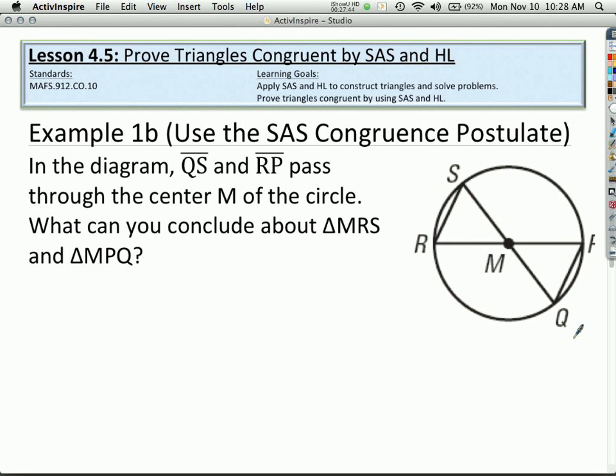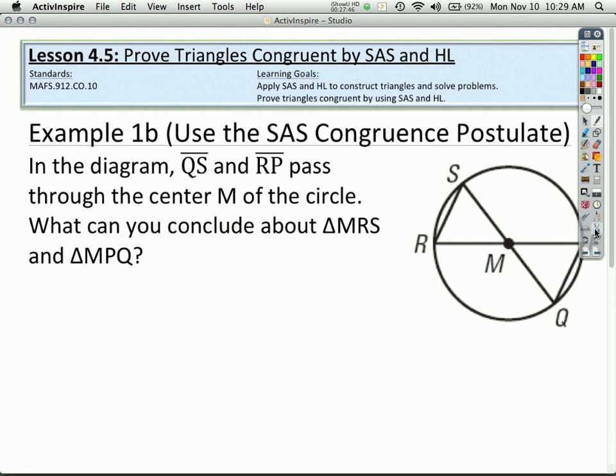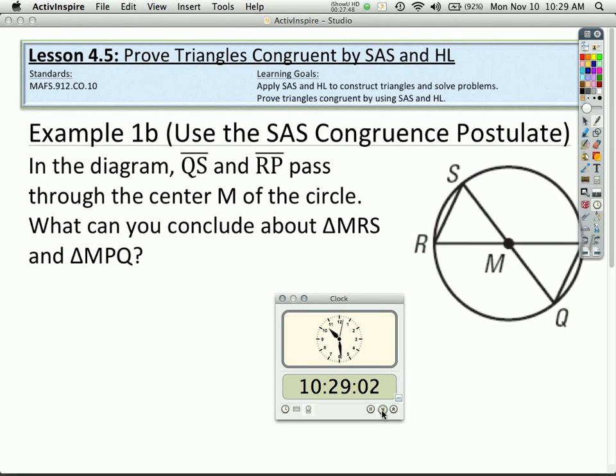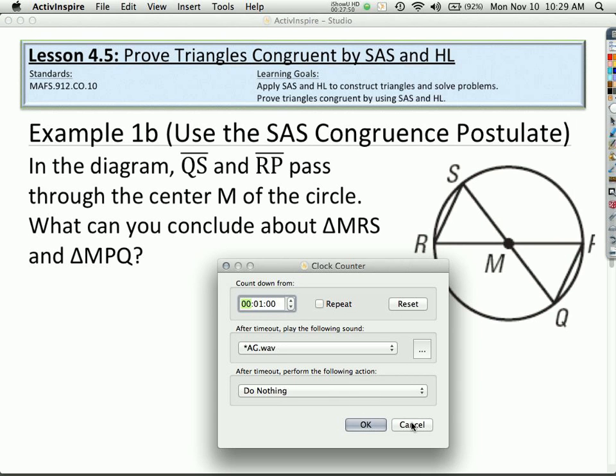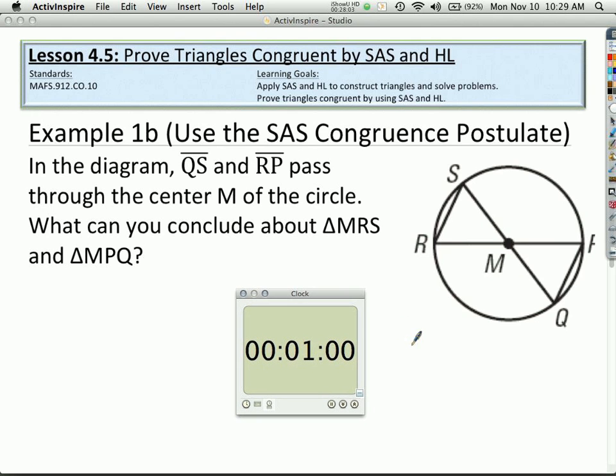I'm going to give you another minute of team talk to see. And remember, we're trying to demonstrate something focusing on side angle side. So is there something about side angle side that can tell us something about these two triangles? Take a minute to discuss.